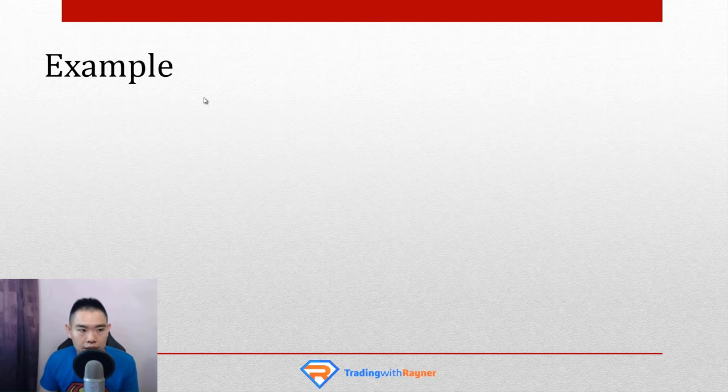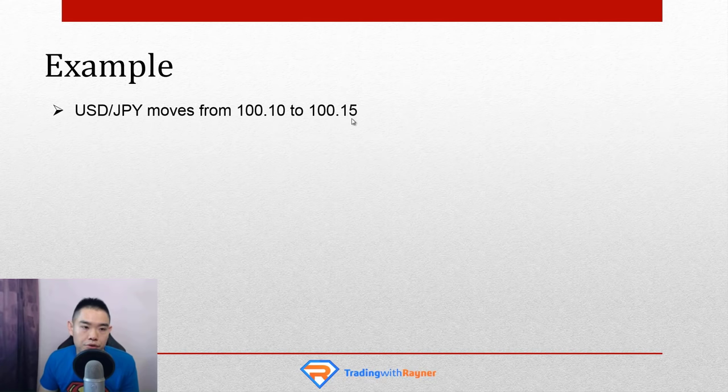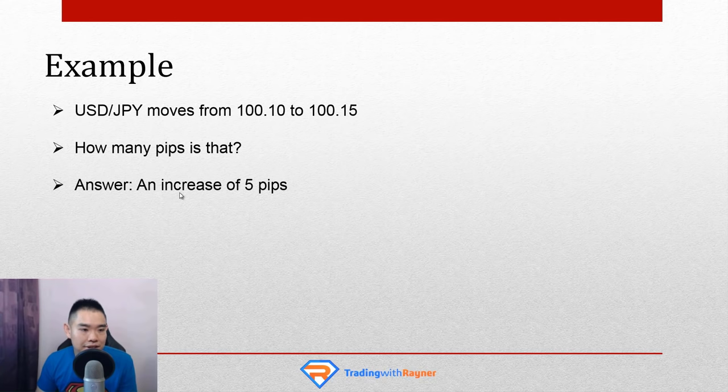Let me give you an example. Let's say the dollar against the Japanese yen moves from 100.10 to 100.15. How many pips is that? How many pips did this pair move? Again, very simple. You can just remember, the second decimal place is where you look for the pip for a yen pair. So you just take 15 minus 10 and your answer is an increase of 5 pips.